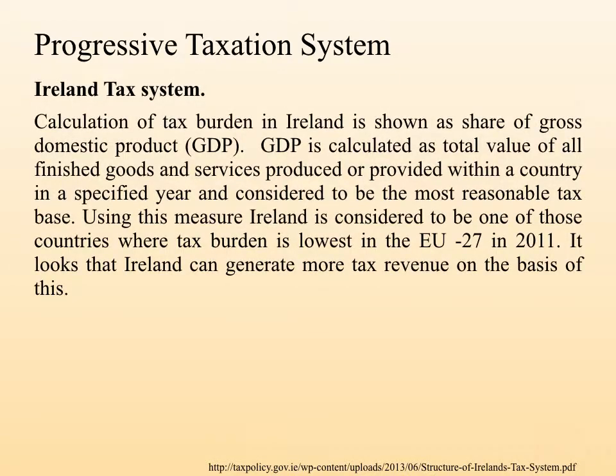Ireland tax system. Calculation of tax burden in Ireland is shown as a share of gross domestic product (GDP). GDP is calculated as the total value of all finished goods and services produced or provided within a country in a specified year and is considered to be the most reasonable tax base. Using this measure, Ireland is considered to be one of those countries where the tax burden is lowest in the EU-27 in 2011. It looks like Ireland can generate more tax revenue on the basis of this.